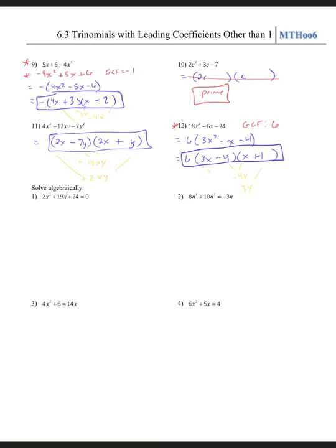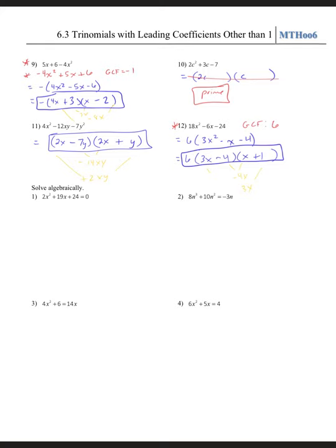So we have 4x and x, and we have to get a negative 6, so I used a 3 and a 2. That gives me a 3x and an 8x, and I need it to be negative to get the 5, so we put the negative with the 2. And then we have, let's see, number 10.